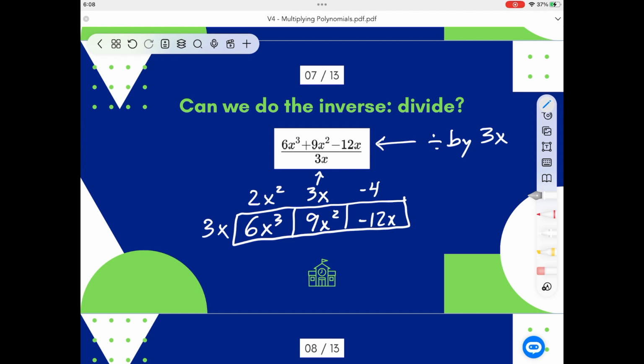So when we divide 6x cubed plus 9x squared minus 12x, our quotient, the answer when we divide, is 2x squared plus 3x minus 4.